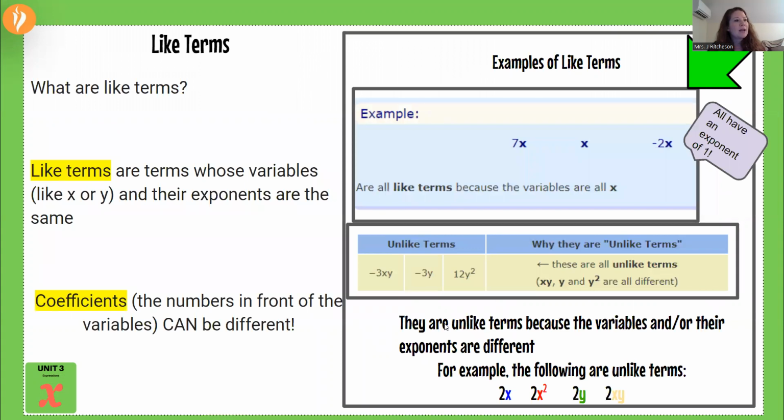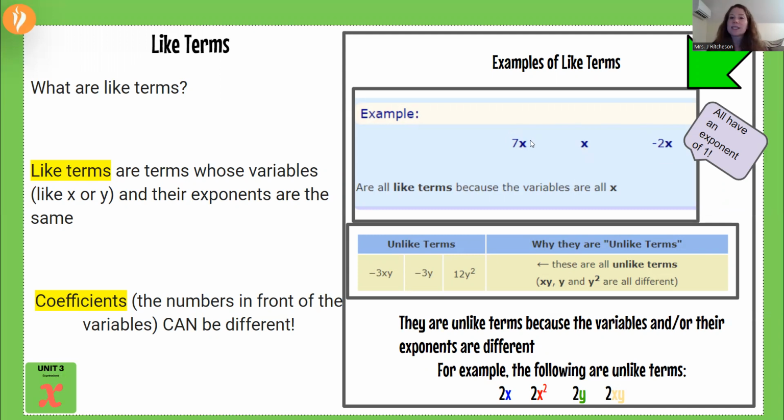All right, but for today, we're still talking about identifying like terms, and we're going to start talking about combining like terms. Look at all of these up here. How many terms are there? They're not separated by plus symbols, but these are listed individually. We have 7x as a term, 1x is a term, and negative 2x is a term. There are three terms, but they're all considered like terms. Why? Because they all are multiplied by x.